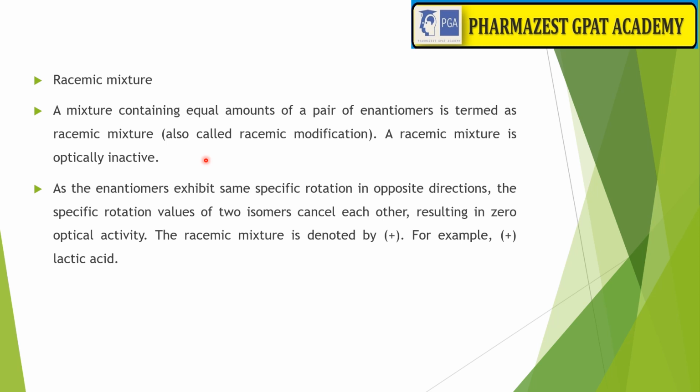Why is a racemic mixture optically inactive? Because of the pair of enantiomers present. Suppose we have a plus compound and a minus compound. The plus compound causes some rotation, and this minus compound also causes some rotation.